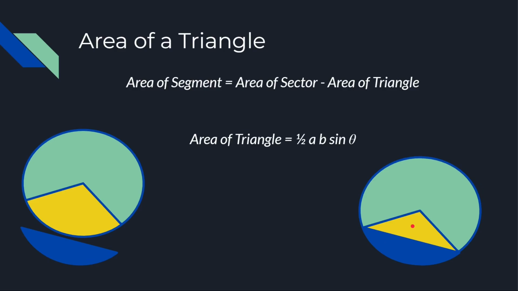But how do we get the base and the height of the triangle to get its area? With a little bit of algebra and a bit of trigonometry, we can obtain the formula for the area of a triangle as a half times A times B times sine theta.